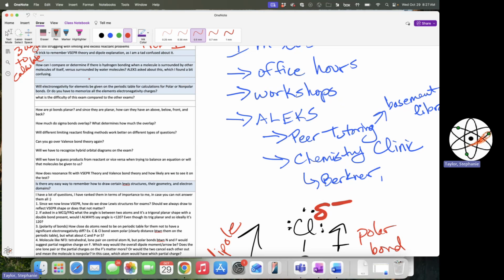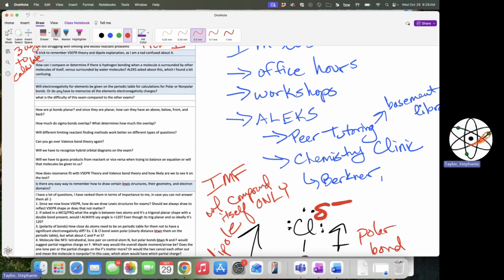How can I compare or determine if there's hydrogen bonding when the molecule is surrounded by other molecules of itself versus surrounded by water molecules? Alex asked. I would actually tell you not to worry about this. We are going to do intermolecular forces with just the compound itself. So if you are curious about that particular topic, where it was asking about the water, come talk to me in office hours because I think it is interesting, but it's a little bit more than what we need right now. We're just going to do intermolecular forces with the compound by itself. So if that part made sense, you are good to go.